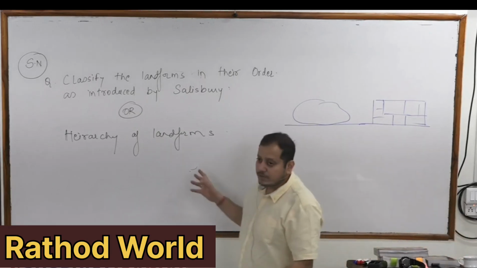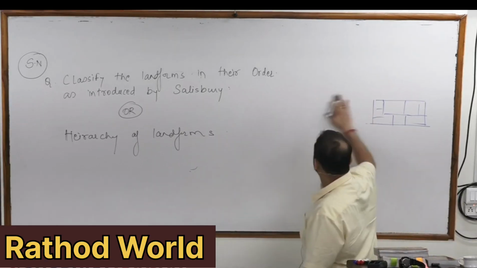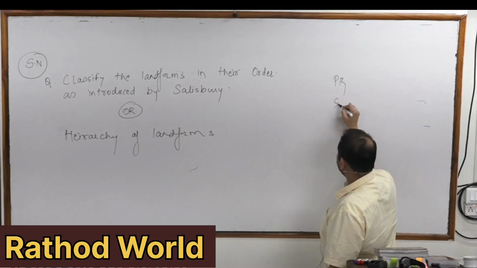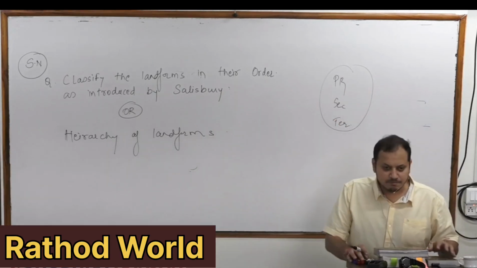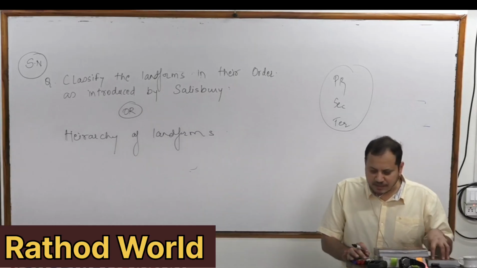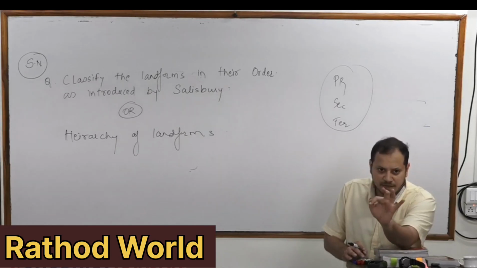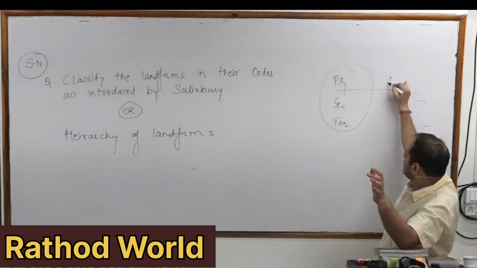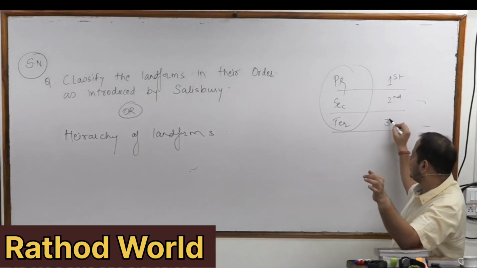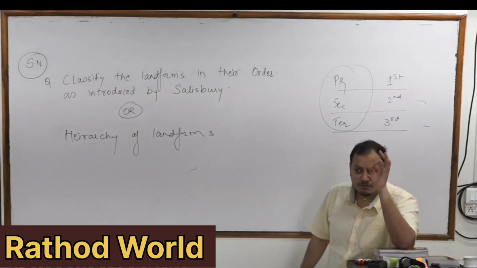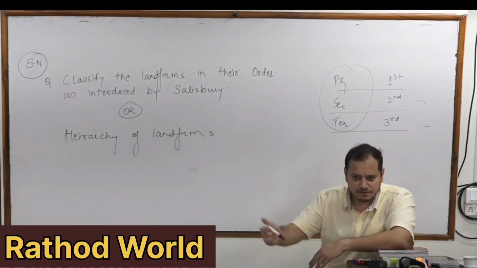Now, what do you mean by order of the landforms? What do you mean by hierarchy of the landforms? Hierarchy means primary, secondary, and tertiary. For making geography a scientific subject, many people started simplifying geography, and one was Salisbury, who established the hierarchical order of the landform. Primary landform he called first order landform, secondary landform means second order landform, and tertiary landform means third order landform. First order landforms are those which were originally created. Second order are those created by the modification of the first order landform.